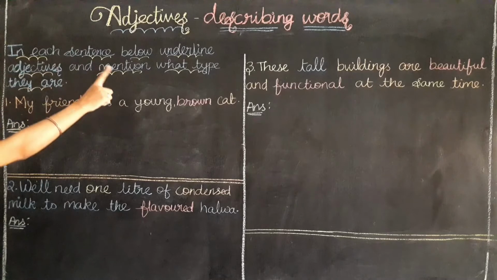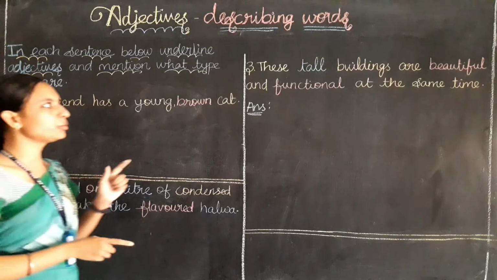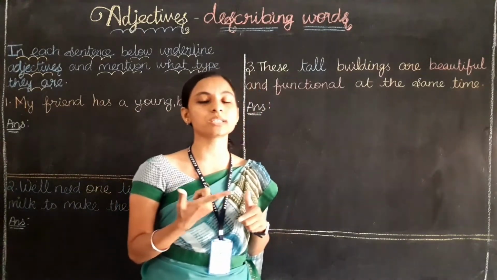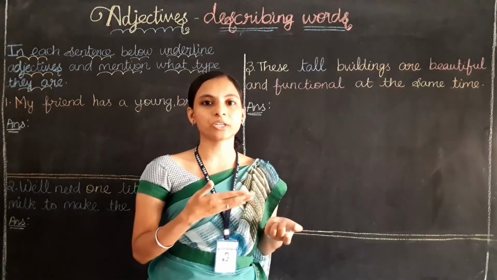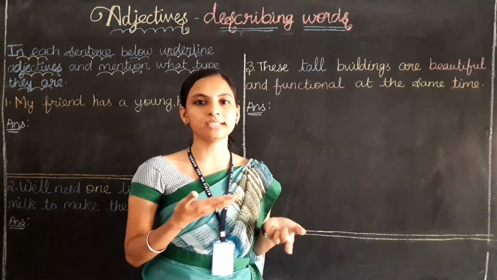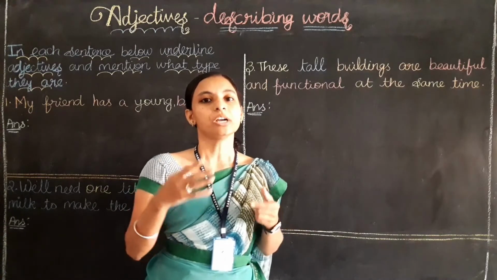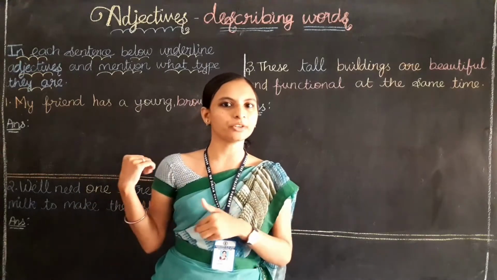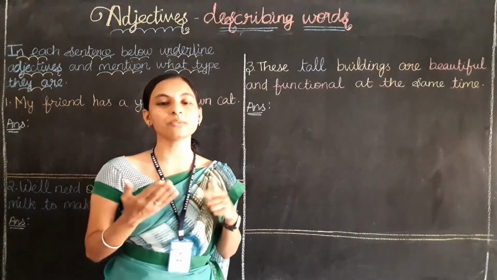In each sentence below, underline adjectives and mention what type they are. So you have to find out what are the words that are adjectives and what it tells. So which kind of adjective, whether it is talking about any size, or it talks about quantity or color or demonstrative adjective or possessive adjective. You have to find out and you have to write it in your book only, but here I am going to write it on the board. Okay, so you have to help me to find out what are adjectives and its type.